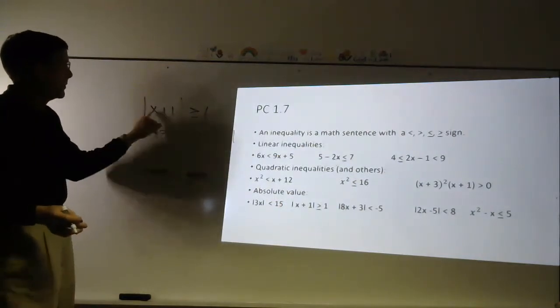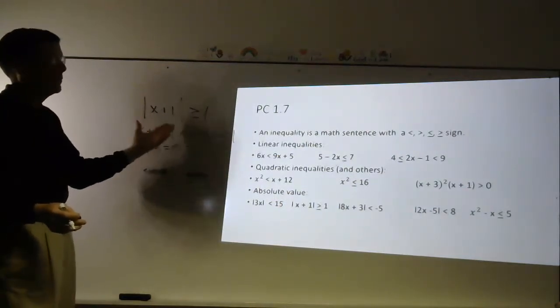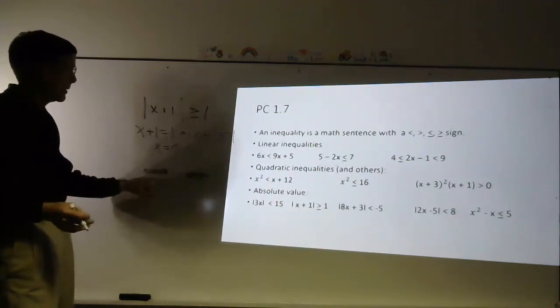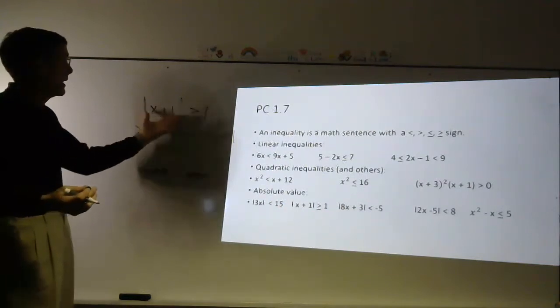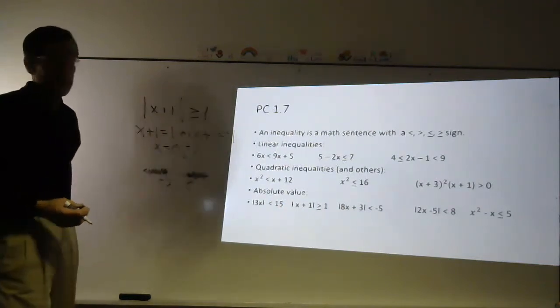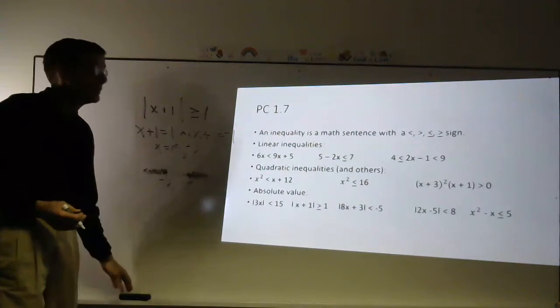Like 1. 1 plus 1, 2. Absolute value 2. Yeah, bigger than 1. Try 1 on the left. Negative 3. Negative 3 plus 1, negative 2. Absolute value 2. Bigger than 1. So it checks right there.